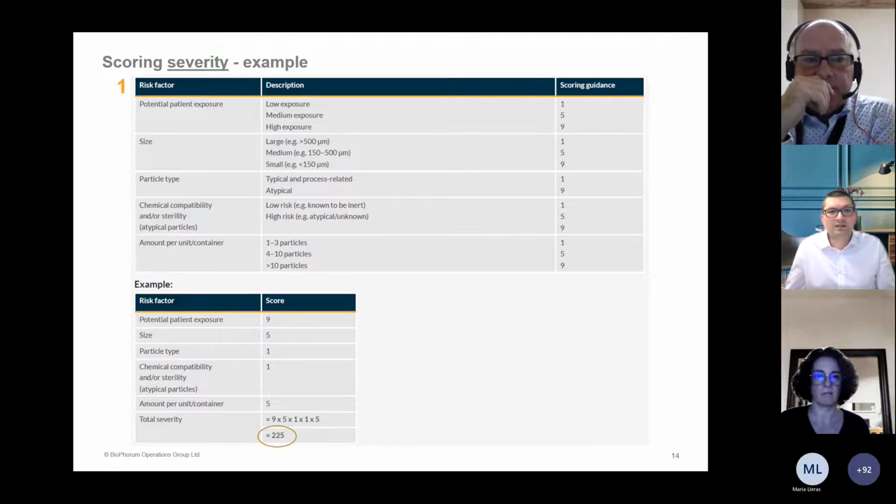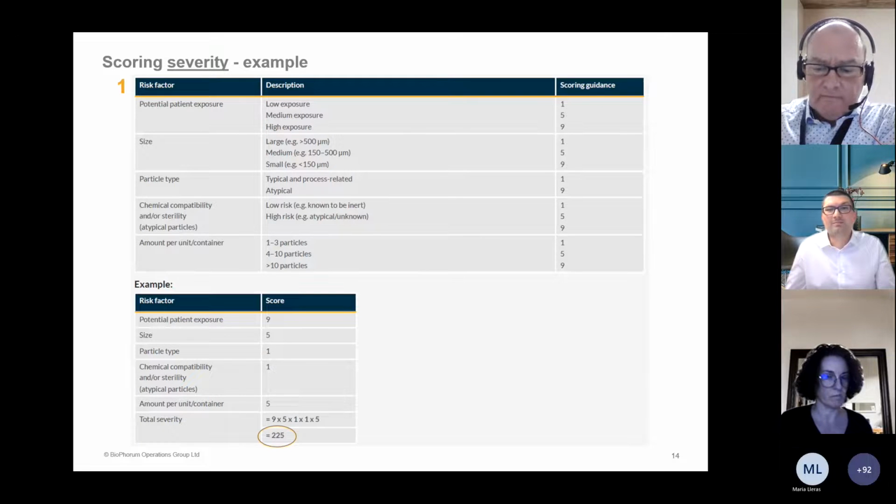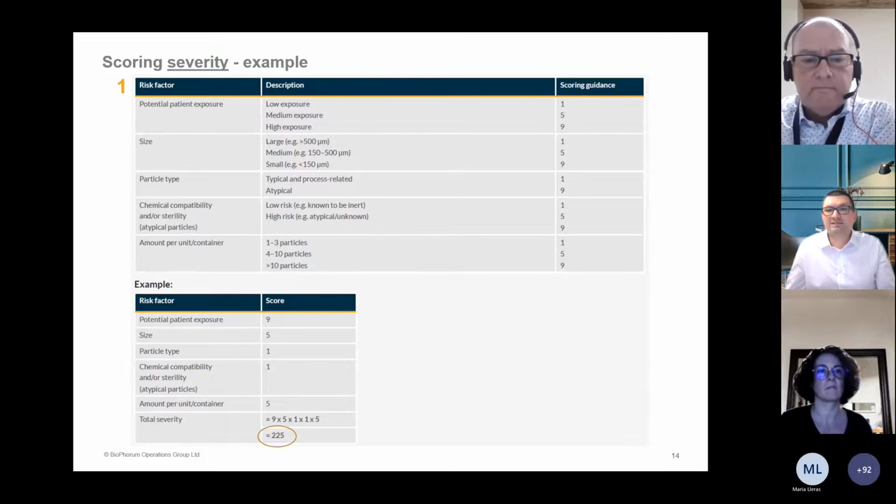And then finally, we have also the amount per unit. And this is also guidance. If it's usual to see 1 to 3 particles, we consider that rather a low amount per unit or container. And if we have many particles exceeding even 10 or too many to count, this would be very high. So this is something that would definitely get a higher ranking.